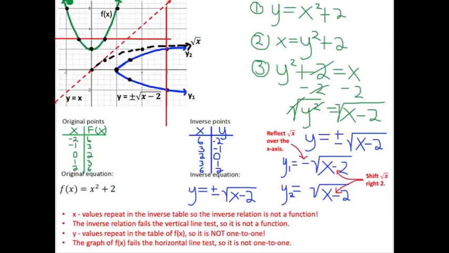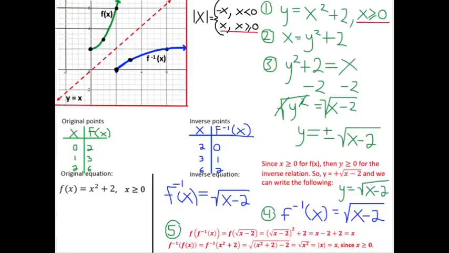Notice over here for f of x, when it wasn't restricted, the domain was from negative infinity to positive infinity, whereas the range for the inverse relation was from negative infinity to positive infinity. The range for f of x was from 2 to infinity, whereas the domain for the inverse relation was from 2 to infinity. So even though our inverse here wasn't a function, it's just a relation, it still swaps the domain and range values with the function.